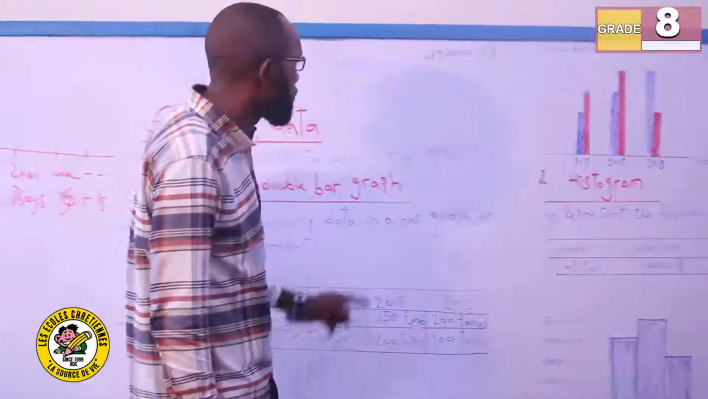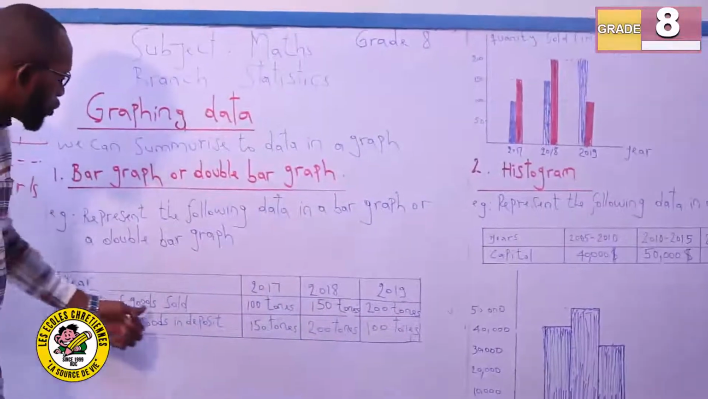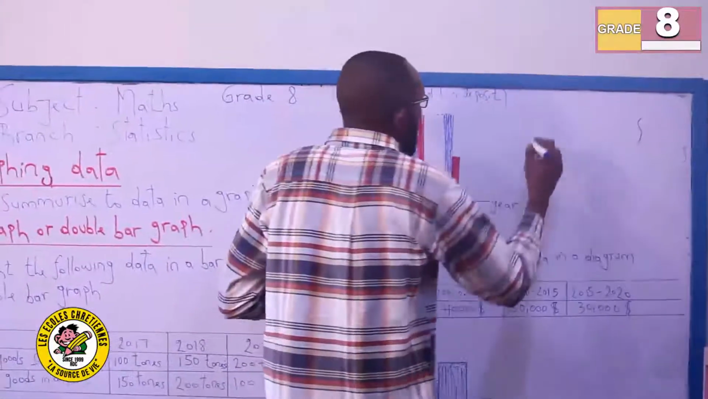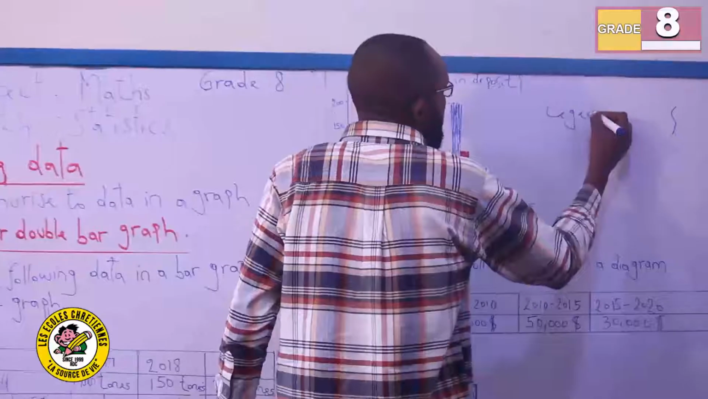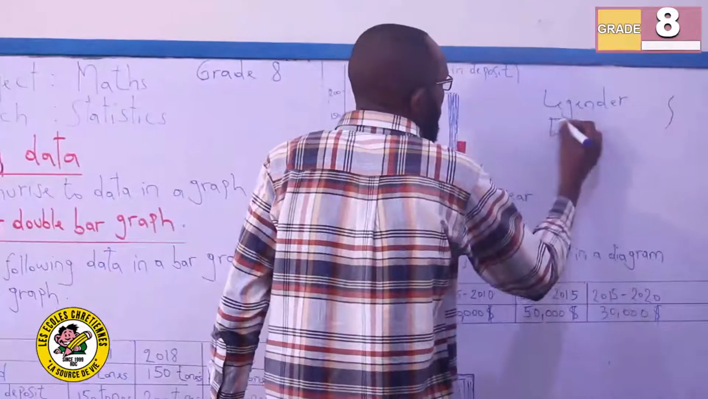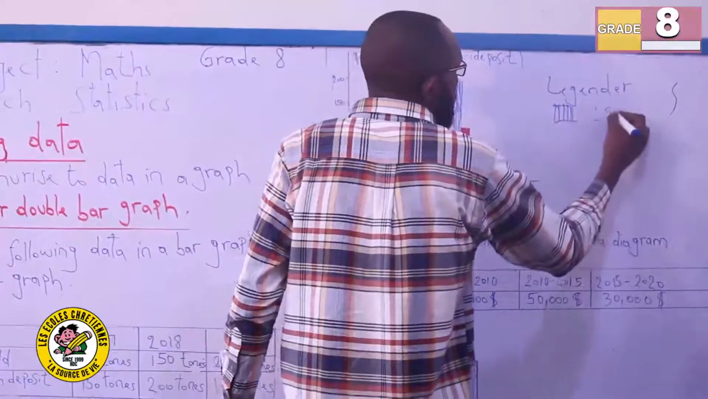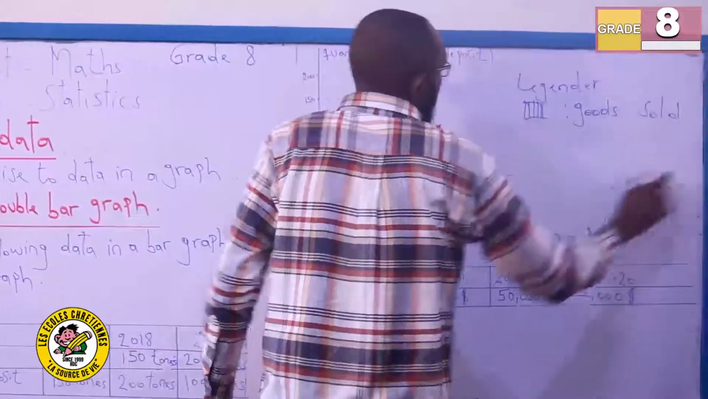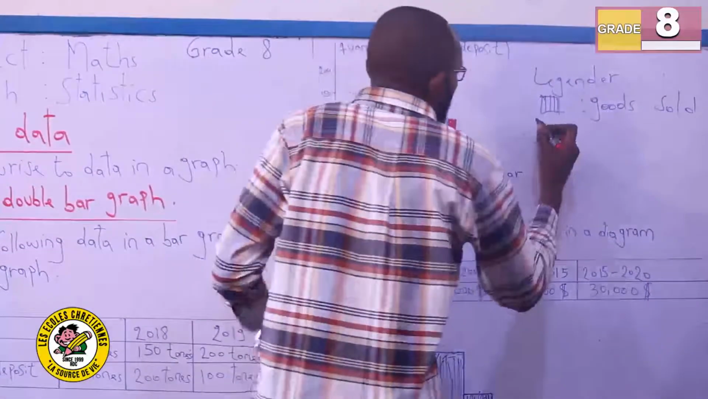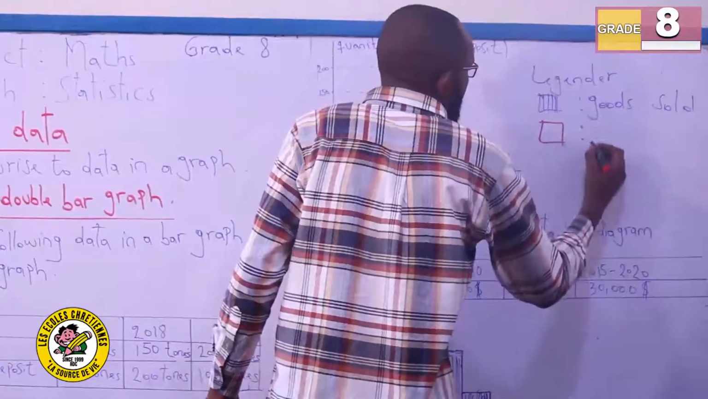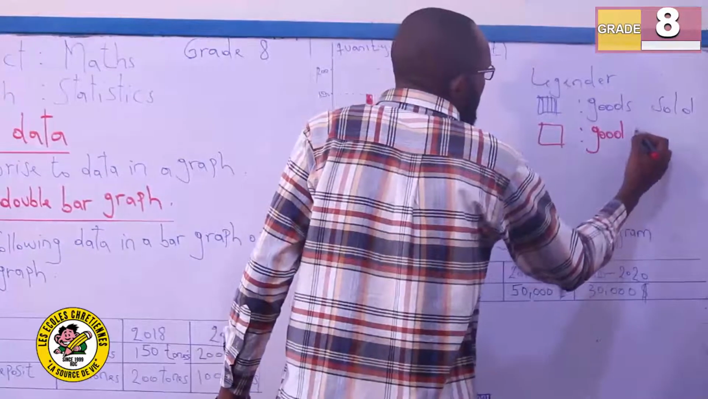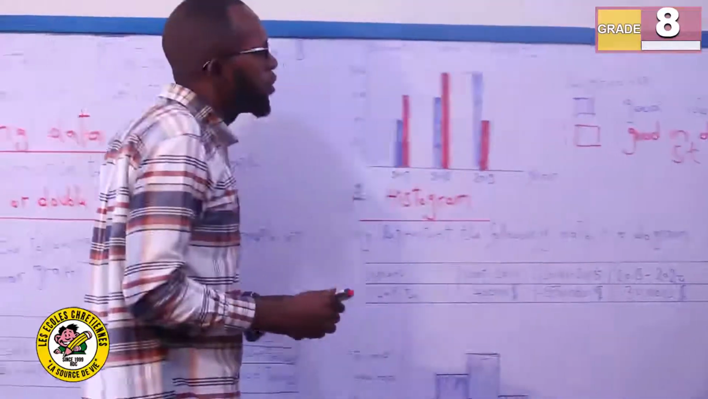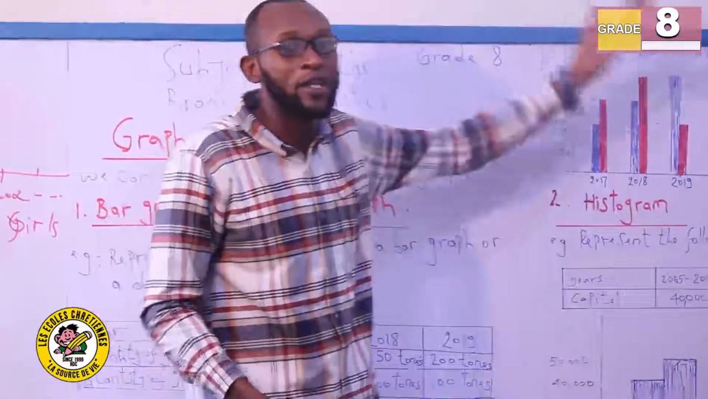So we represent first, in the legend, the quantity of goods sold, represented in this color blue. This is your legend. So blue represents goods sold, and red here represents goods in your deposit. So you see, they just give you the information and you need to know how you can interpret it.